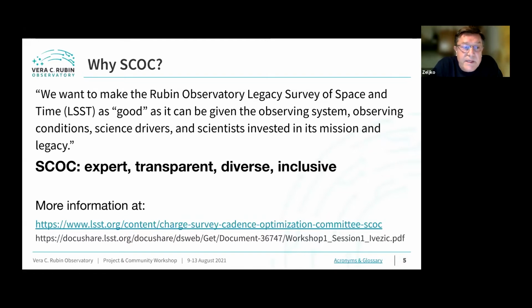Basically, you can think of SCOC members as managers of all the scientific desires that they know about from their science collaborations. And now we are trying to manage this process. We are trying to distill all the relevant information into a set of rules that we will be using when we observe the sky.